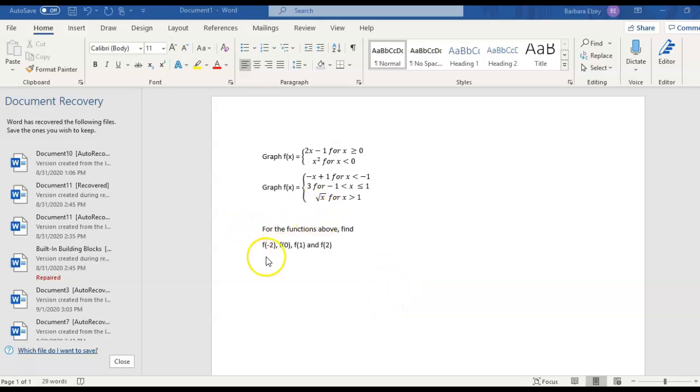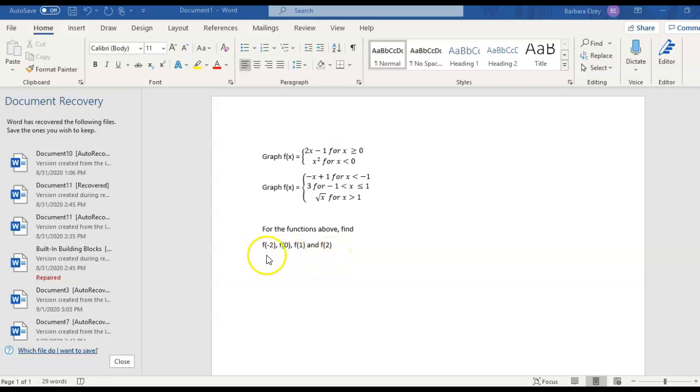So now we're going to look at the second part of this right here, and we are going to do functional notation for the two functions that we graphed in the previous video. So let's look at the first one. Our first function is this one right here. Find f of -2, f of 0, and f of 2.